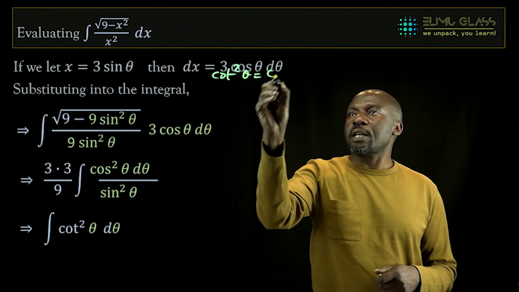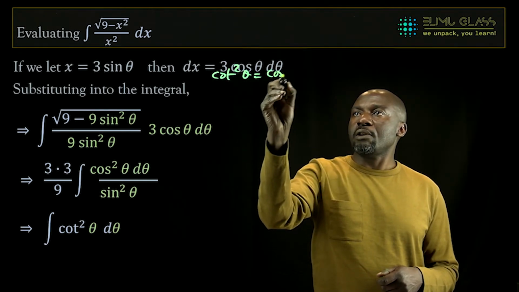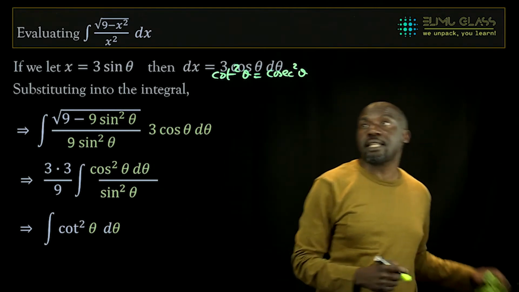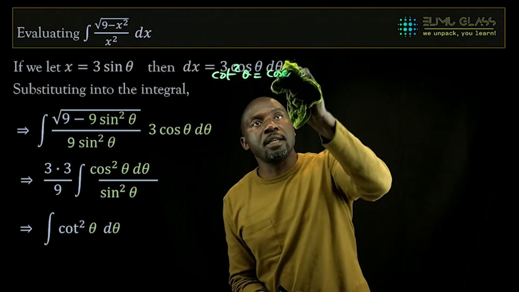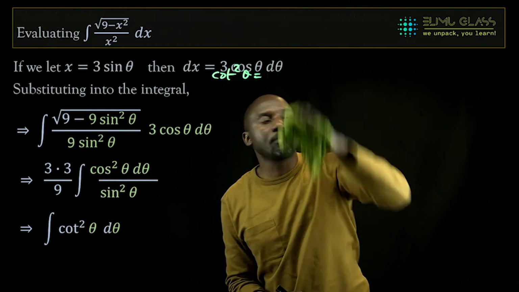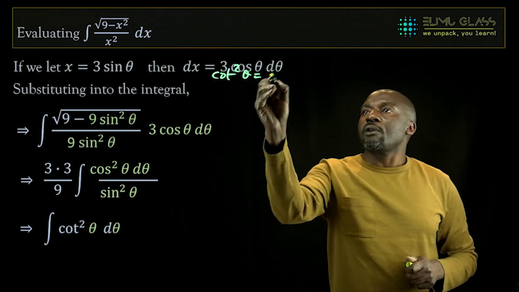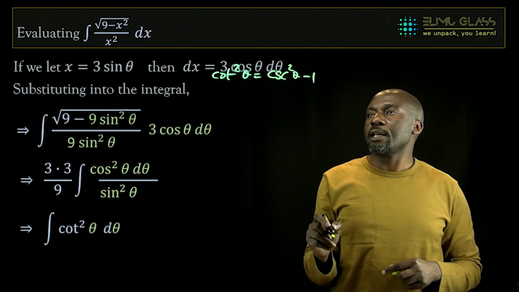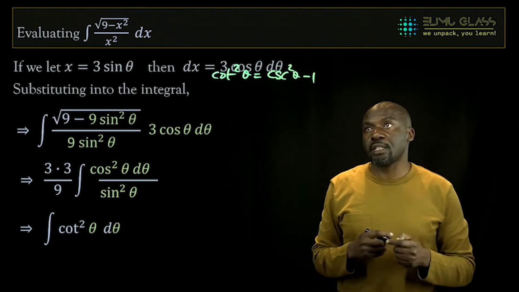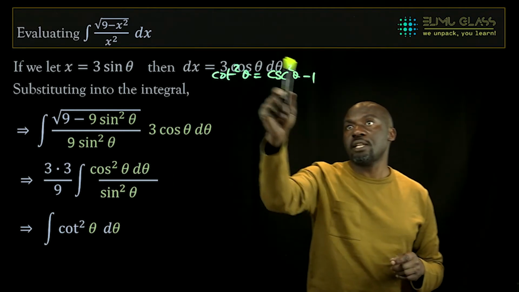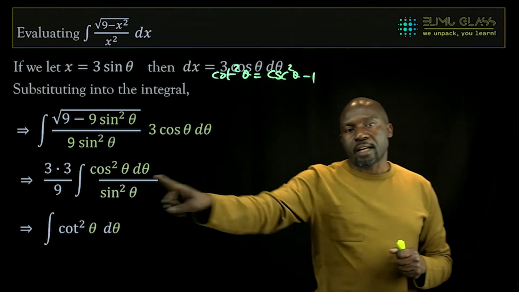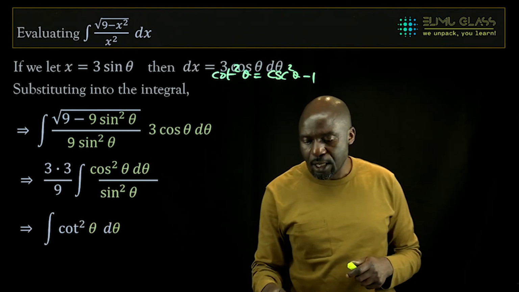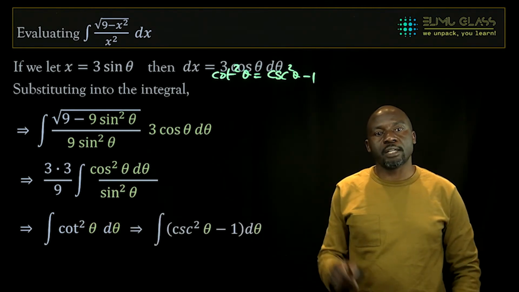So I'm saying that cot squared of theta is the same as cosec squared of theta, or in short we write CSC for cosec. So cosec squared of theta minus 1. So cot squared of theta, by trig identities we can show that this is this. So I can therefore rearrange this, remove that and put this in its place. And what do we get? If we do that, we have that.